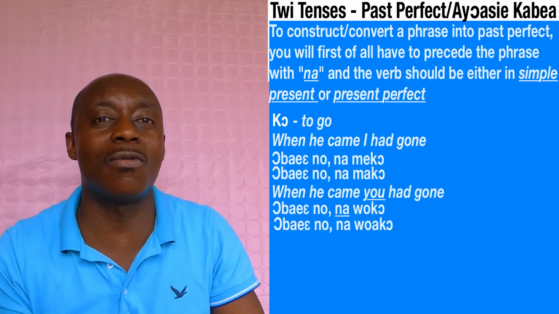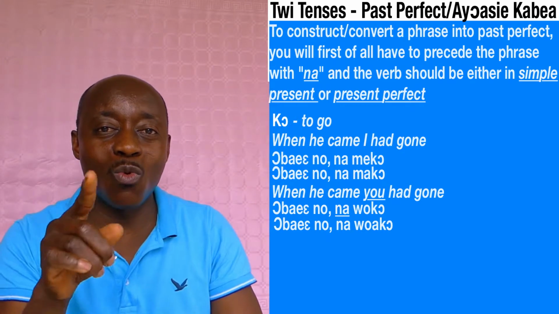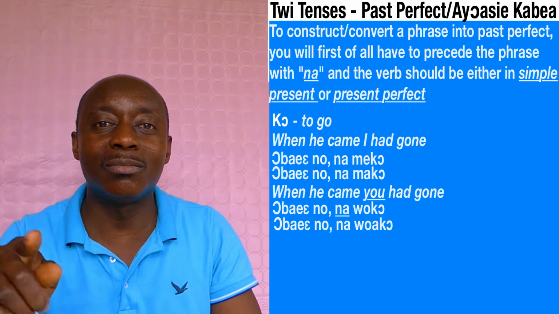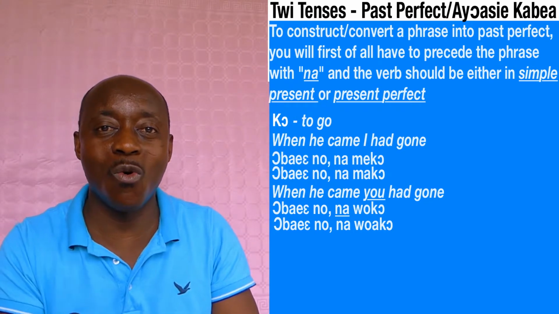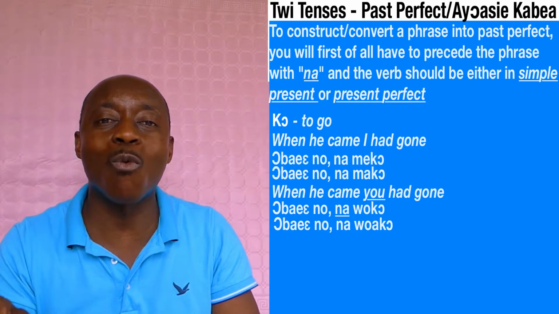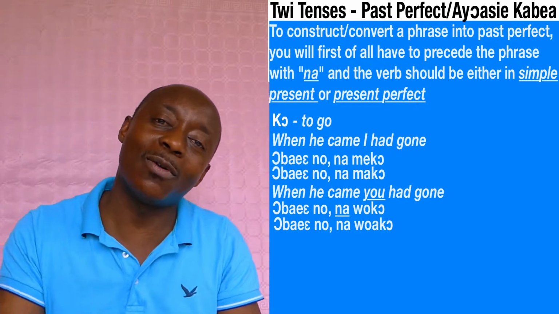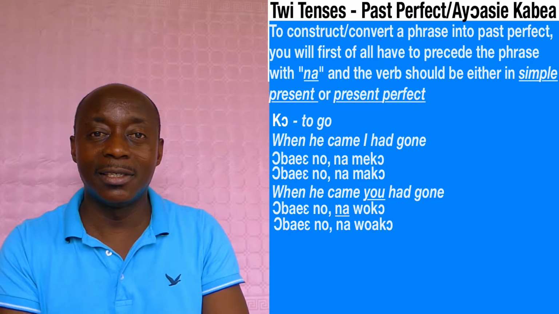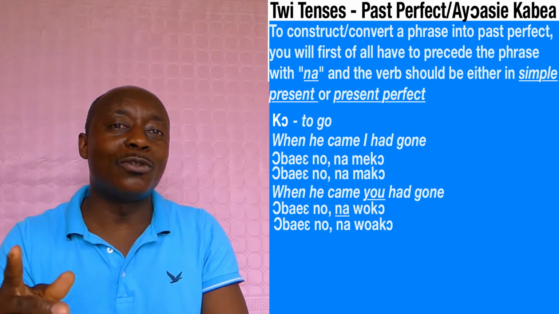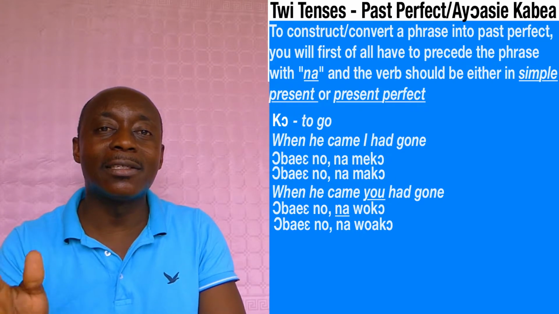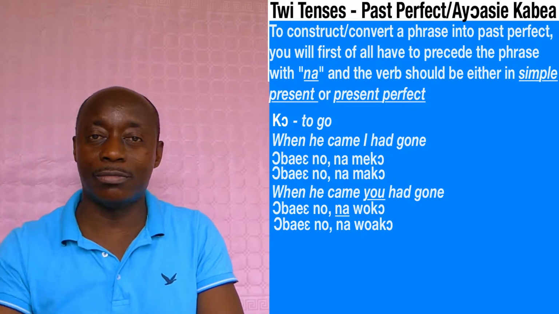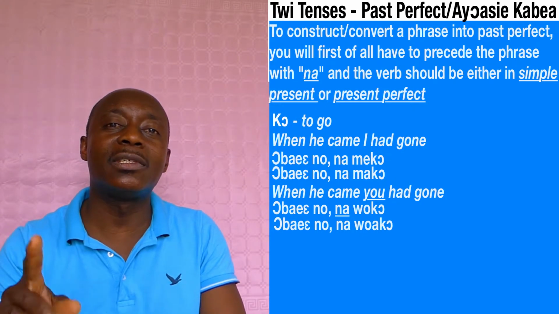Na wako. You see, wako is present perfect. Wo, ako. Na wako, and had come back. But if I want to mean that he had gone and had not returned, then I will say obae no na woko.